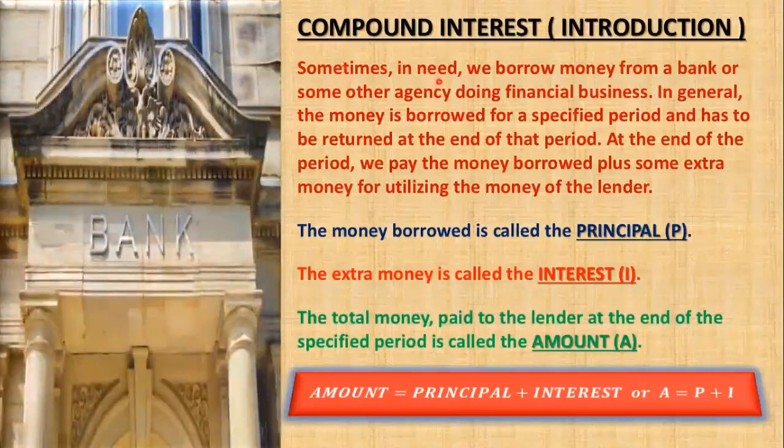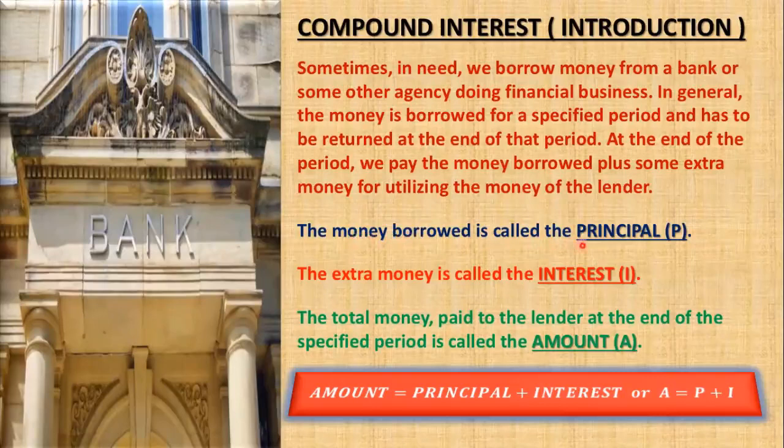Sometimes in need, we borrow money from a bank or some other agency doing financial business. In general, the money is borrowed for a specified period and has to be returned at the end of that period. At the end of the period, we pay the money borrowed plus some extra money for utilizing the money of the lender. The money borrowed is called the principal and it is denoted as capital letter P.